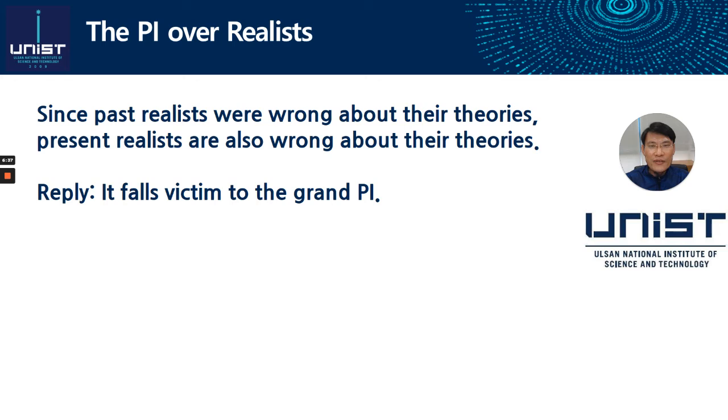The pessimistic induction over realists holds that since past realists were wrong about their theories, present realists are also wrong about their theories. My response to the pessimistic induction over realists is to argue that it falls victim to the grand pessimistic induction, according to which, since the classic pessimistic induction is infinitely problematic, its successors, including the pessimistic induction over realists, are also infinitely problematic.